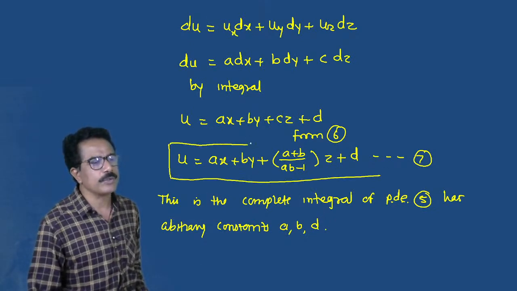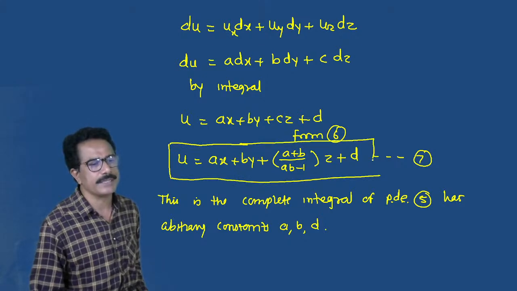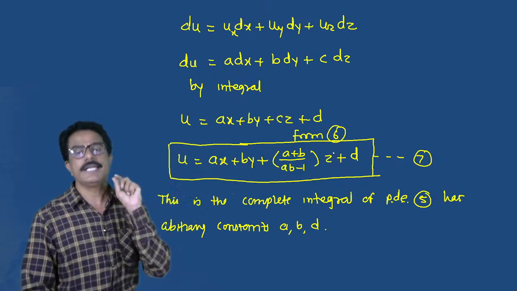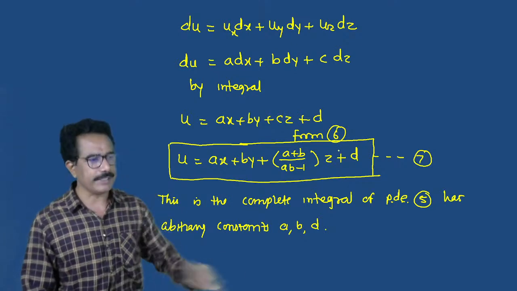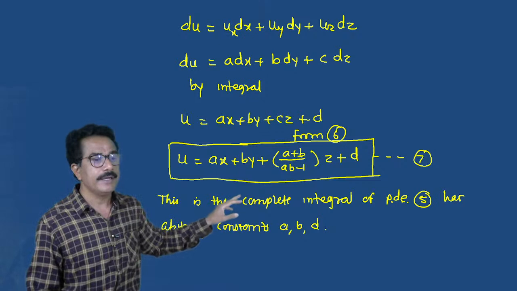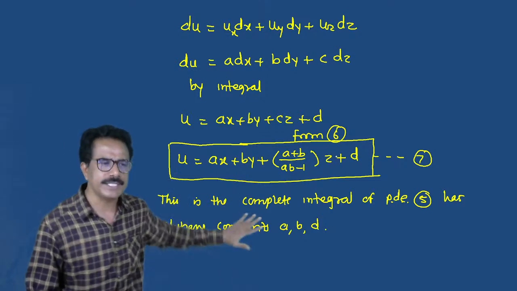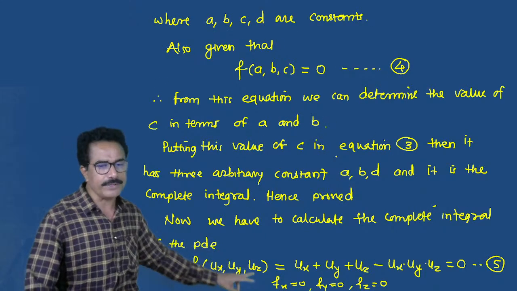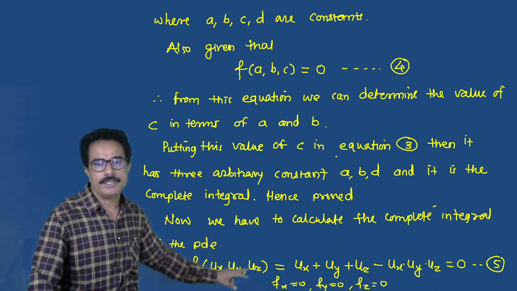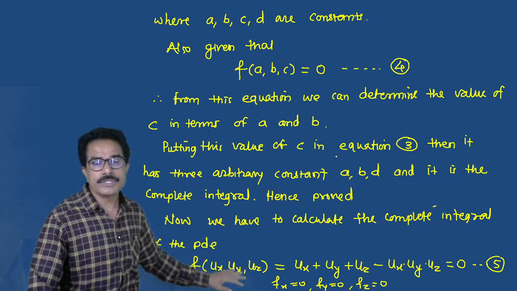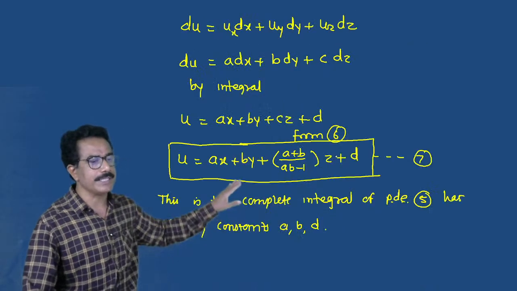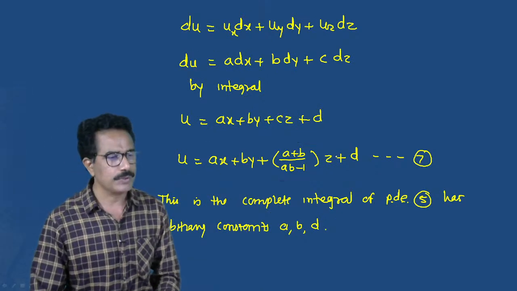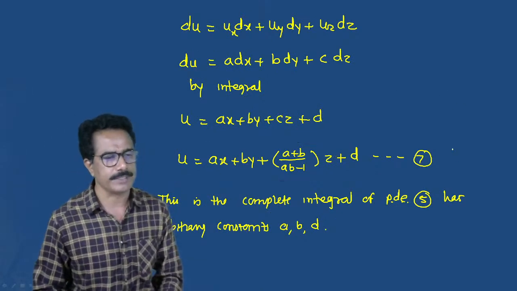मला सांगा बरे या सोल्युशन मध्ये किती आर्बिट्ररी कॉन्स्टंट्स आहेत? How many arbitrary constants are there in this equation? There are 3 arbitrary constants a, b and d. So this is the complete solution of the given partial differential equation 5. The complete solution of this partial differential equation is this. अशा पद्धतीनं हा complete होतो. Okay, so this completes from 6.